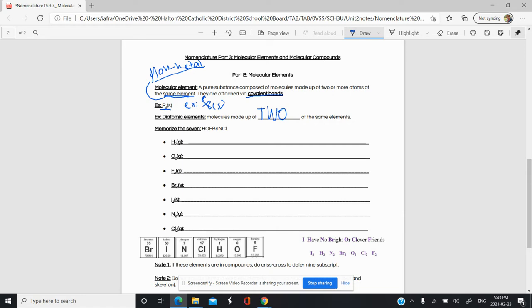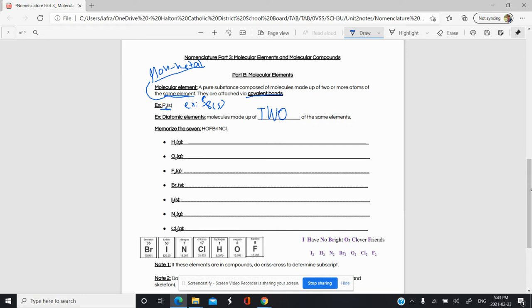Essentially in nature, these elements do not exist alone as individual atoms, but they combine with another one of themselves to be more stable. So these are the ones that are listed here. We have H2, O2, F2, Br2, I2, N2, and Cl2. And we need to remember what these are.